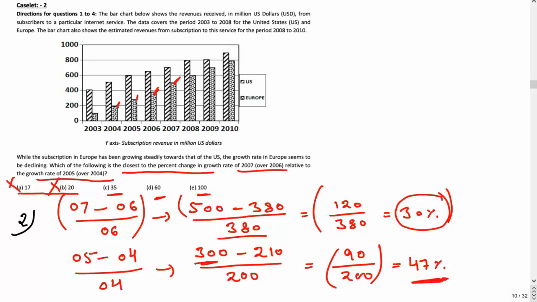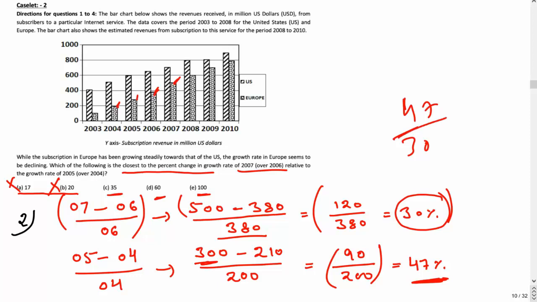Okay, so what will the correct answer be? Many of you have marked this answer, it will be 35%. So they're asking which of the following is the closest to the percentage change in growth rate. Now, what is the percentage change in growth rate? 47 upon 30. Sorry, it's not 35%.